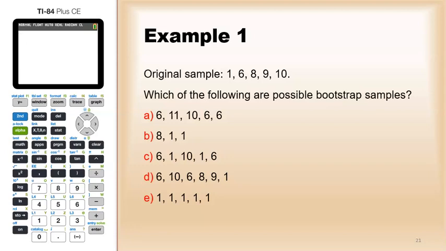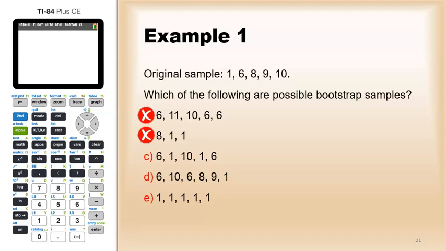All right. So an example here. Suppose the original sample were the 5 numbers 1, 6, 8, 9, 10. So which of the following are possible bootstrap samples? Well, part A had the numbers 6, 11, 10, 6, and 6. That is not going to be a bootstrap sample. And the reason for that is the number 11 was not in the original sample.